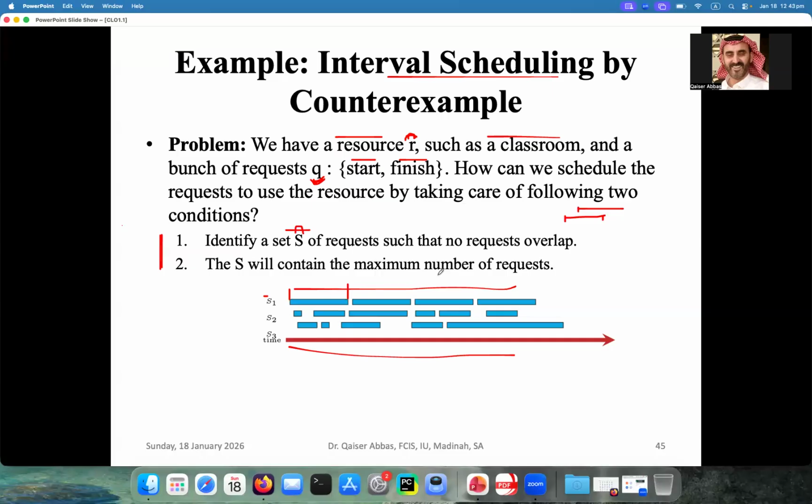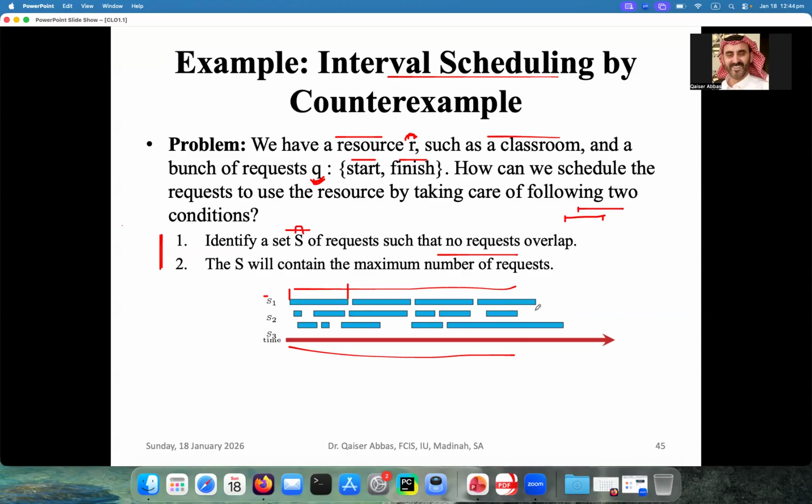The S will contain the maximum number of requests, and we have to entertain the maximum number of requests in S. If we think over it, we can see that S2 has 6, S3 has 5.